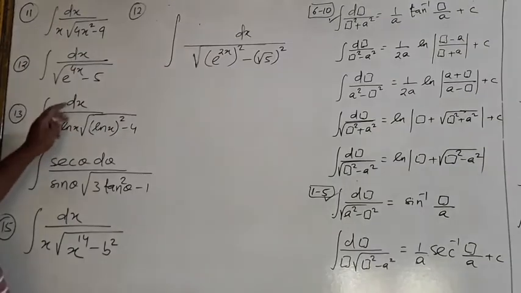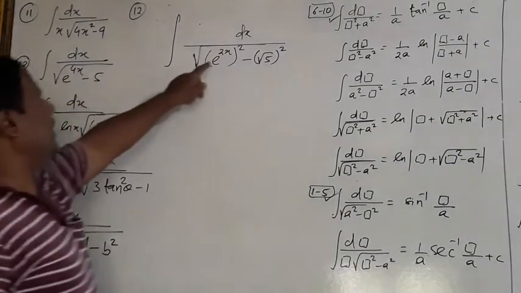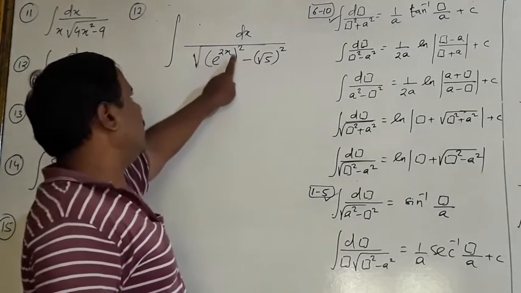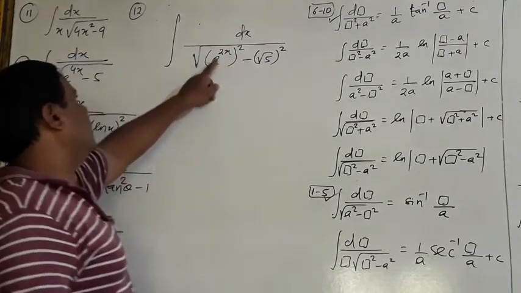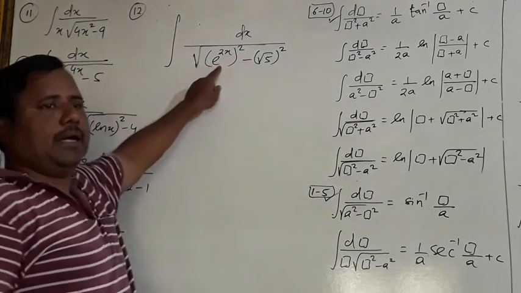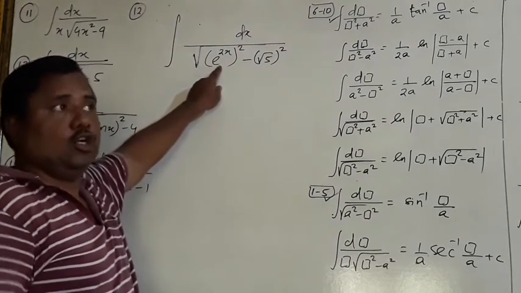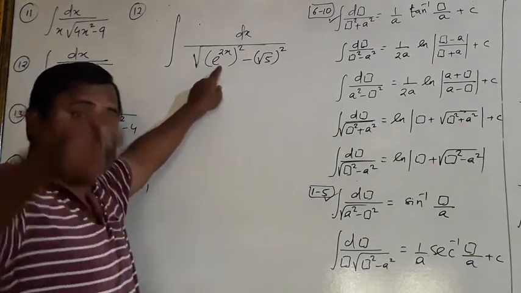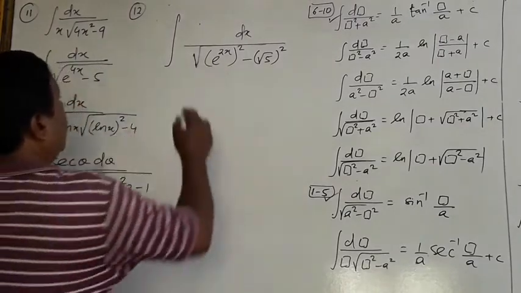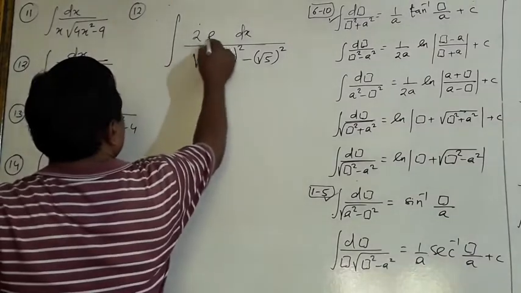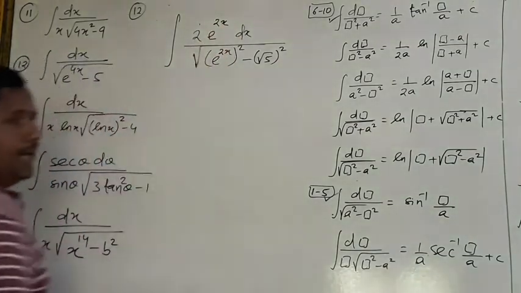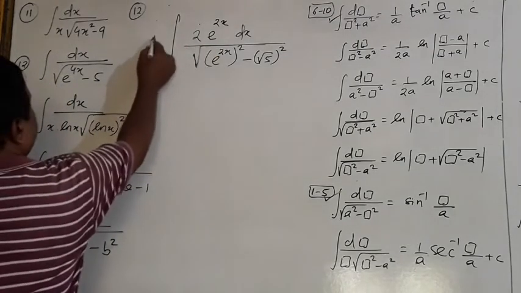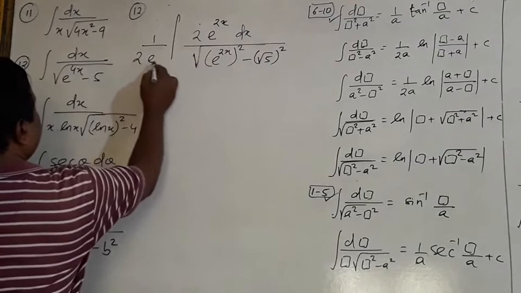Okay. Now e to the power 4x. What am I writing here? E to the power 2x whole square. So according to my formula, what is the derivative of e to the power 2x? 2e to the power 2x. Mind it, here e to the power 2x is a variable thing. So if its derivative is 2e to the power 2x, you have to multiply it. And if you multiply a thing, then you have to divide it. So divide it: 1 by 2 e to the power 2x.